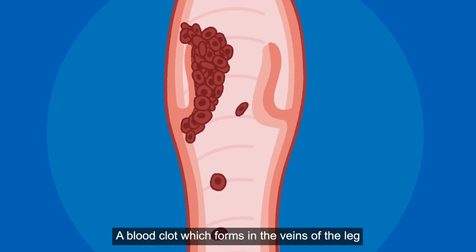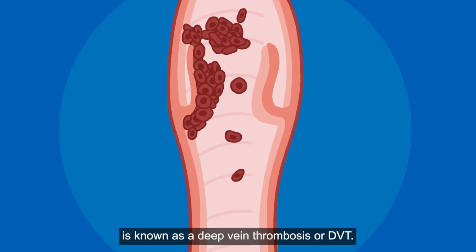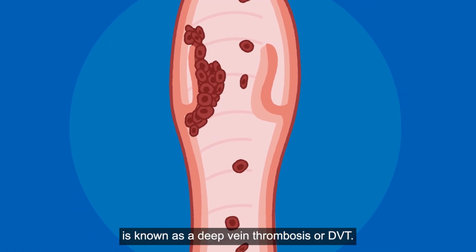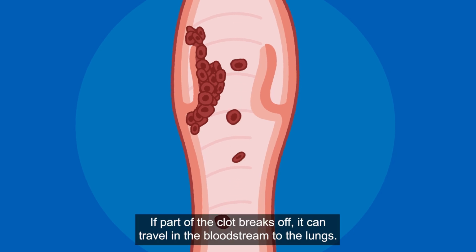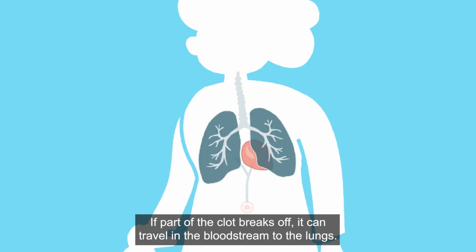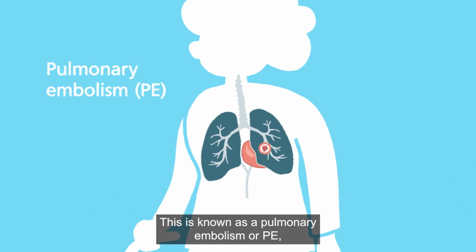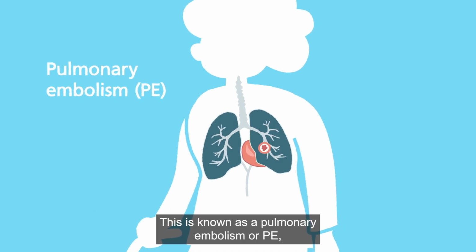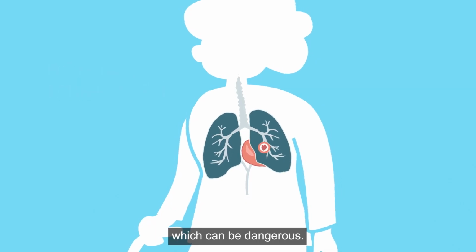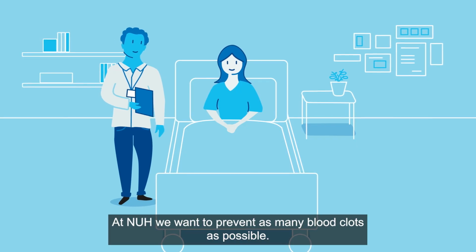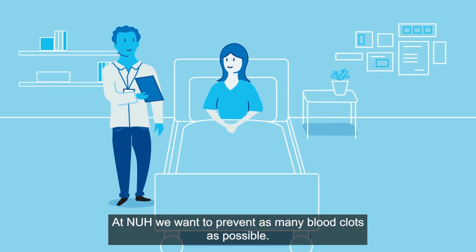A blood clot which forms in the veins of the leg is known as a deep vein thrombosis, or DVT. If part of the clot breaks off, it can travel in the bloodstream to the lungs. This is known as a pulmonary embolism, or PE, which can be dangerous. At NUH, we want to prevent as many blood clots as possible.